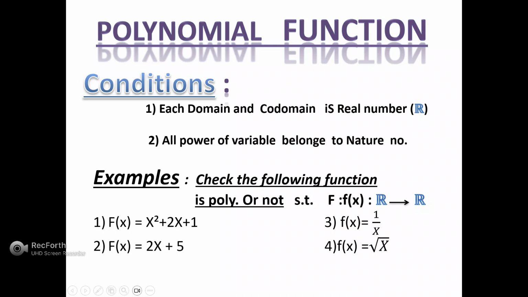Number 4, now we have square root of x. We know that the square root of x is like x power half. Let's take the power of the variable. Does half belong to the natural numbers? No. So the square root of x is not a polynomial function. So the function f of x equals square root of x is not a polynomial function. Okay, let's get to our lesson.